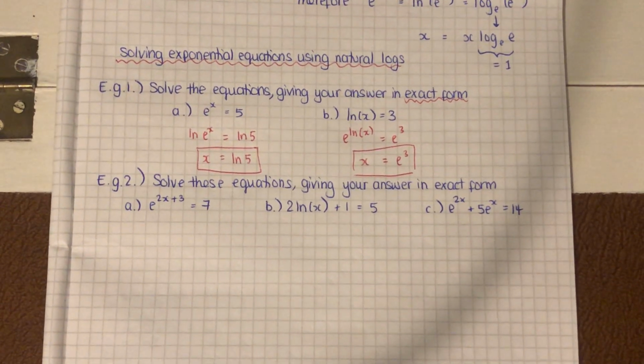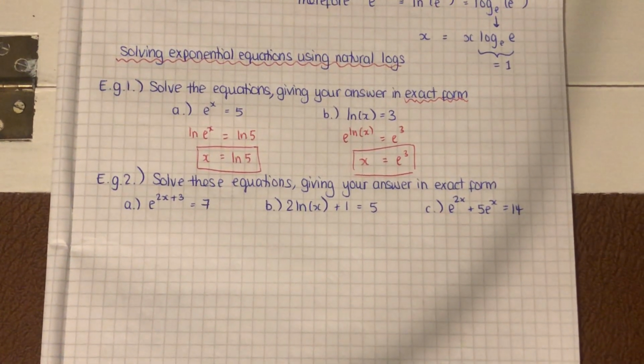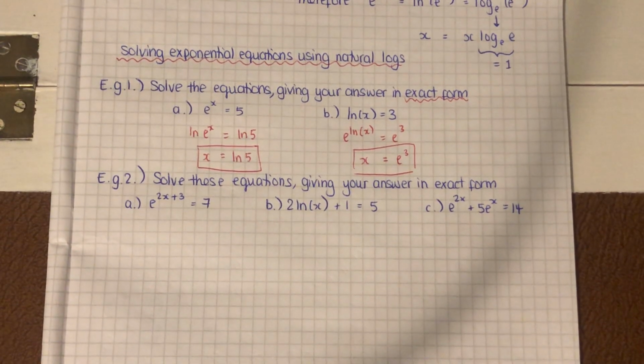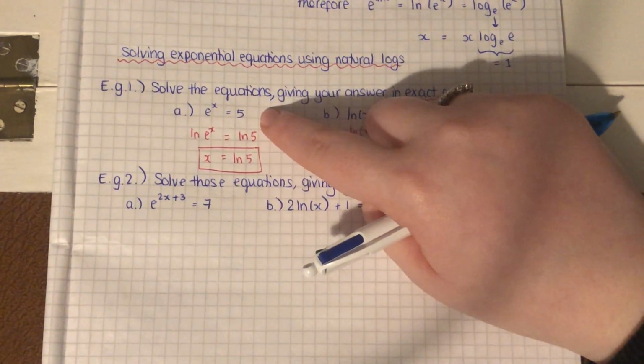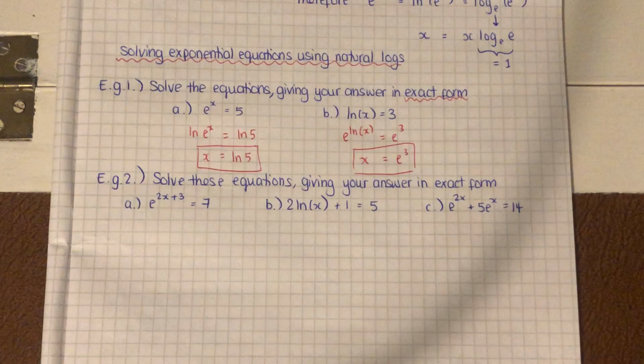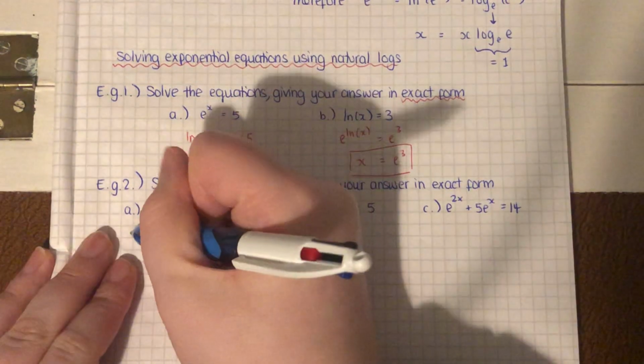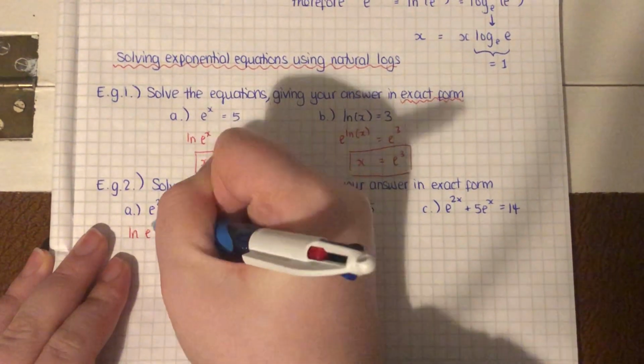So for example 2a, we've got e to the 2x plus 3 equals 7. We're going to do it very similar to the one above. It's just going to be a little bit more fiddly afterwards. So step 1, take ln's of both sides.